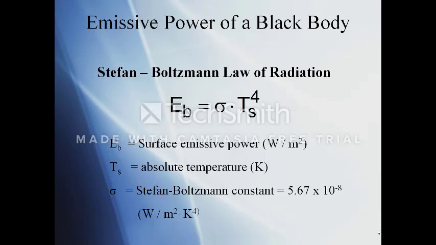So when we equate it, we get emissive power E_b equals sigma into Ts to the power 4. Ts is the absolute temperature of the surface, and sigma is called the Stefan-Boltzmann constant, its numerical value being 5.67 times 10 to the power minus 8 watts per meter square Kelvin to the power 4. It is a very important law. From this, you can find out the emissive power of any black body by knowing the temperature.